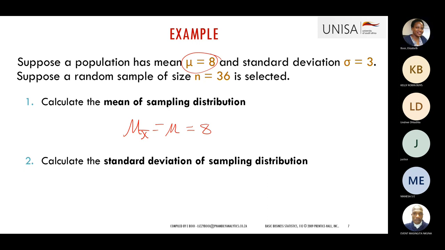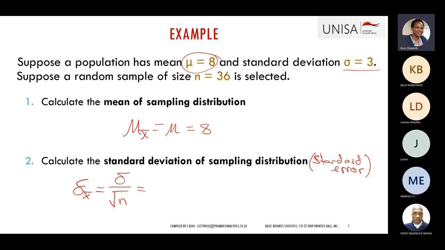Question number 2 asks, calculate the standard deviation of a sampling distribution. We know that the standard deviation of a sampling distribution is given by the population standard deviation divided by the square root of n, which is also referred to as the standard error. Our population standard deviation is 3, our n is 36, so it is 3 divided by the square root of 36, which is 6. That is 1 over 2, or we can say it's 0.5. And that's how you will find the mean and the standard deviation of a sampling distribution of means.